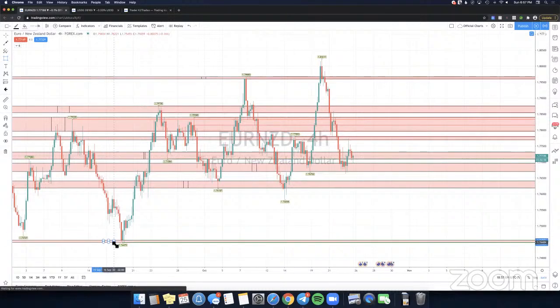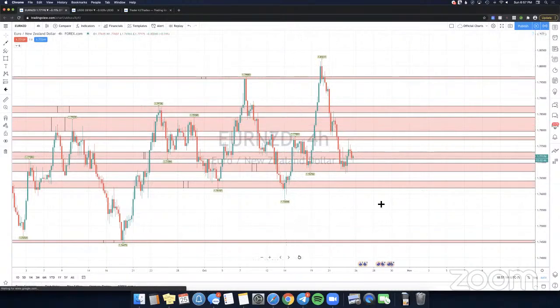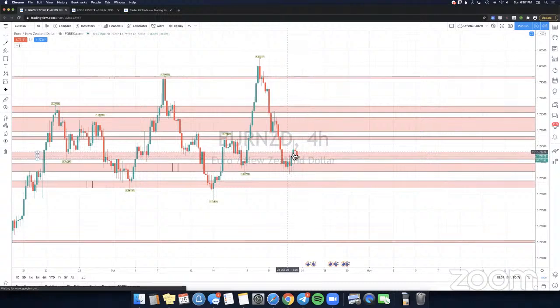All right, so I got all the zones lined up for Euro NZD. I'm just going to give you guys the parameters before I analyze it, so I'm going to hide the indicator. Price is currently within this zone right here. I'm going to give you guys this upper zone over here. The upper zone is going to be 1.77692.